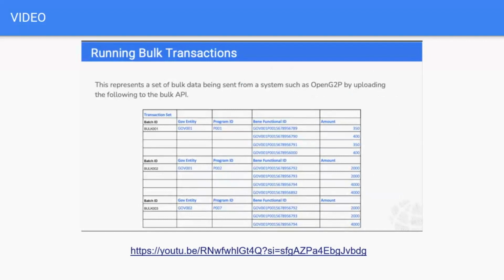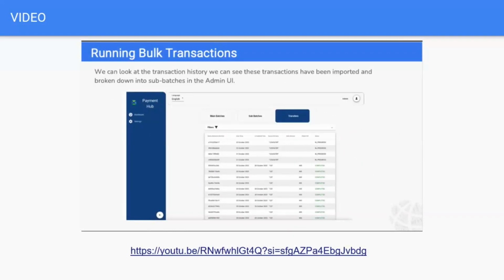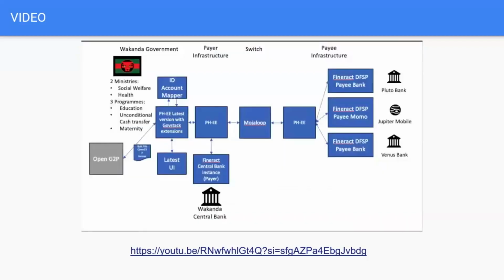It then creates a set of sub-batches of financial transactions for each DFSP to process. The status of these can be seen on the batch and sub-batch screens. A list of transactions and the status of these is also visible on the transaction screen. These sub-batches of transactions are passed via the Mojaloop switch to the payer DFSPs.